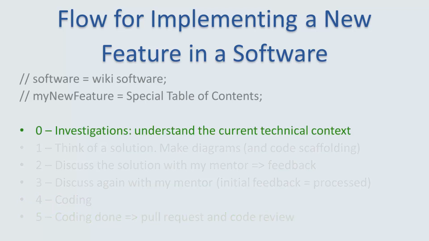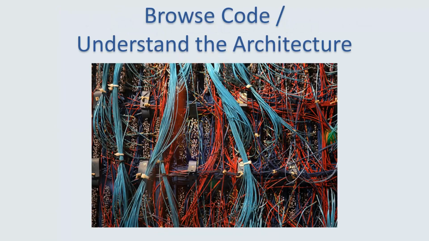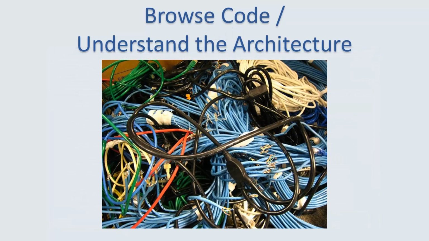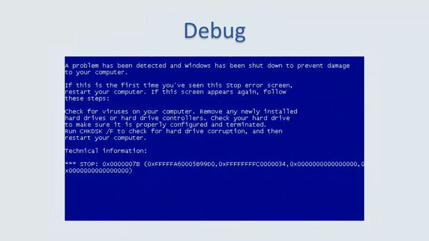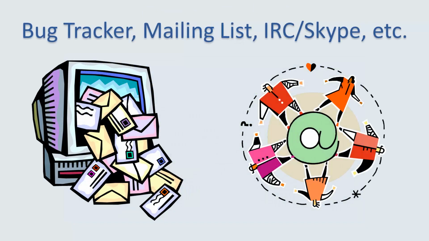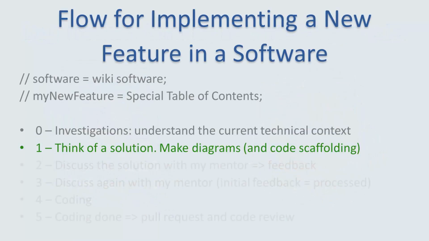I begin everything with some technical and functional investigation. I will probably study some documentation, browse code and understand some architecture, do some debugging, go deeper into the architecture, and go deeper into debugging. Browse tracker, mailing list, etc. When I'm done with the investigations, I begin to think about how to implement my new feature.